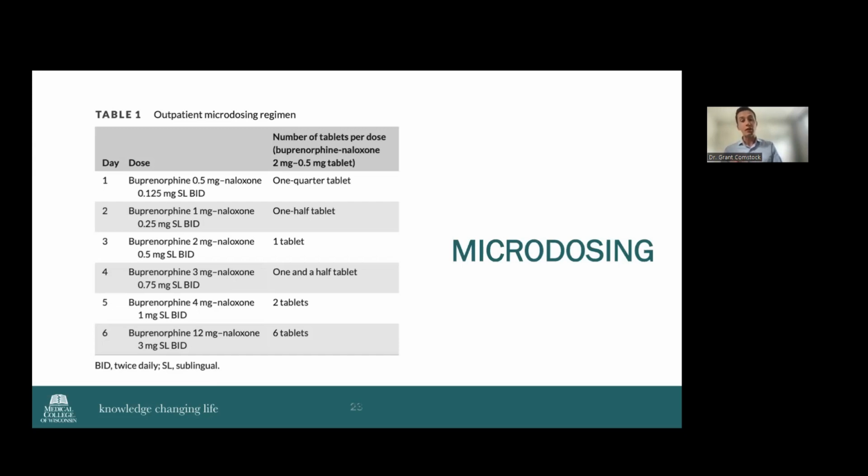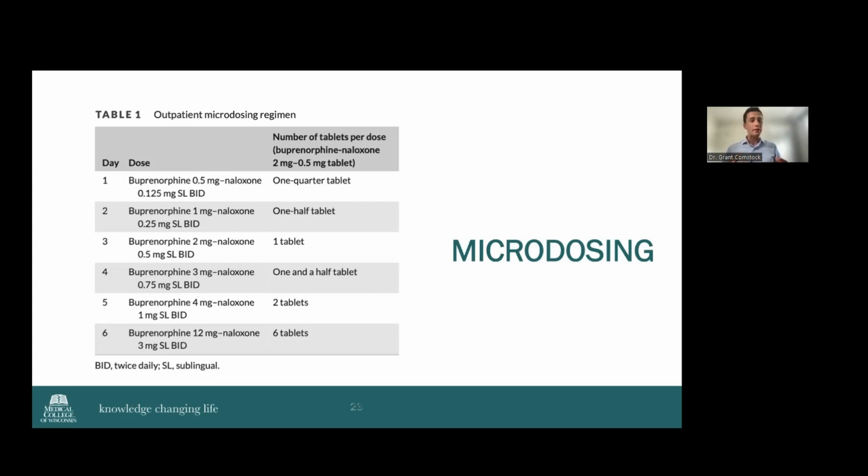They had no cases of precipitated withdrawal. Their adherence at 30 days was not great. It was around 20%, but that wasn't actually that different from the non-microdosed cohort. So did not show any inferiority, at least in that kind of proof of concept trial. I think this has a lot of interesting concept to it. I think it's a really interesting concept.